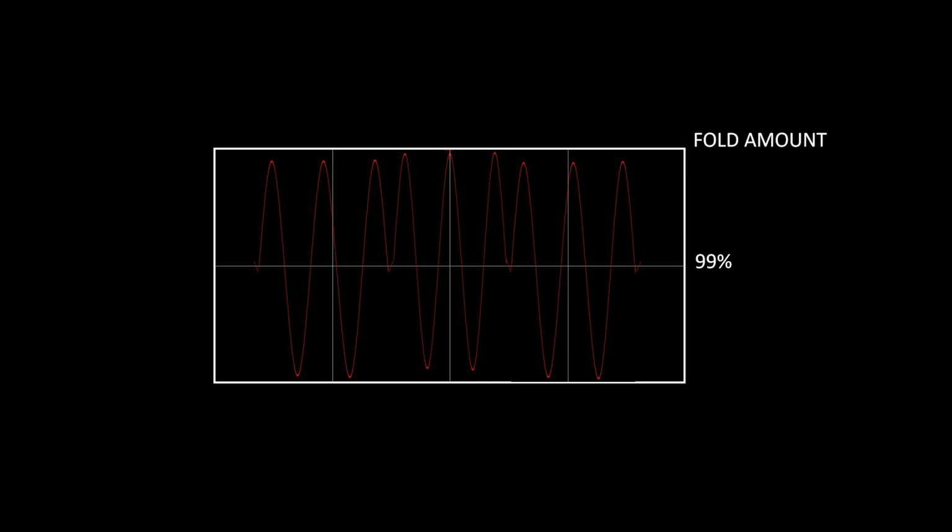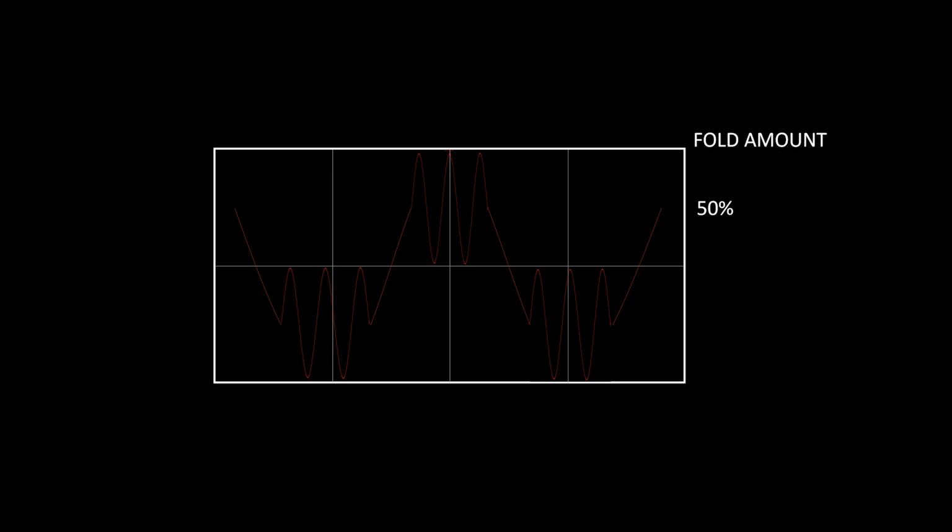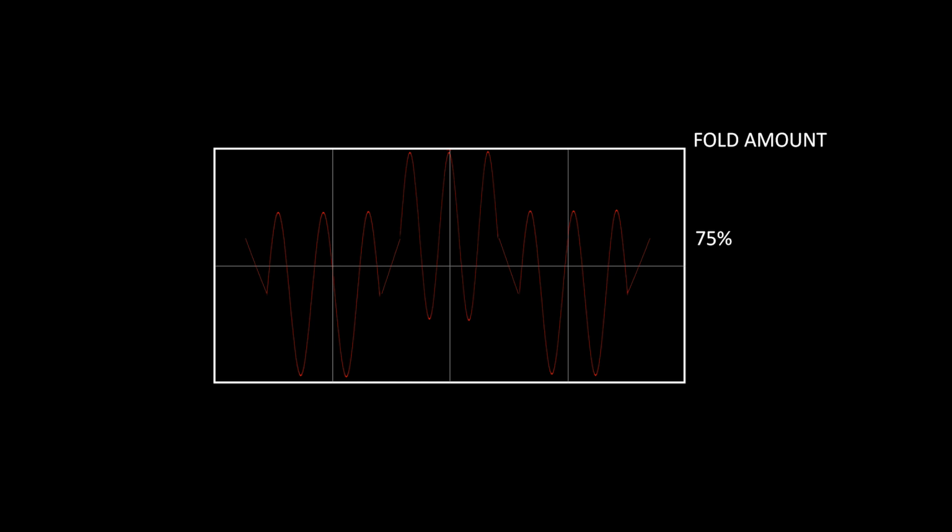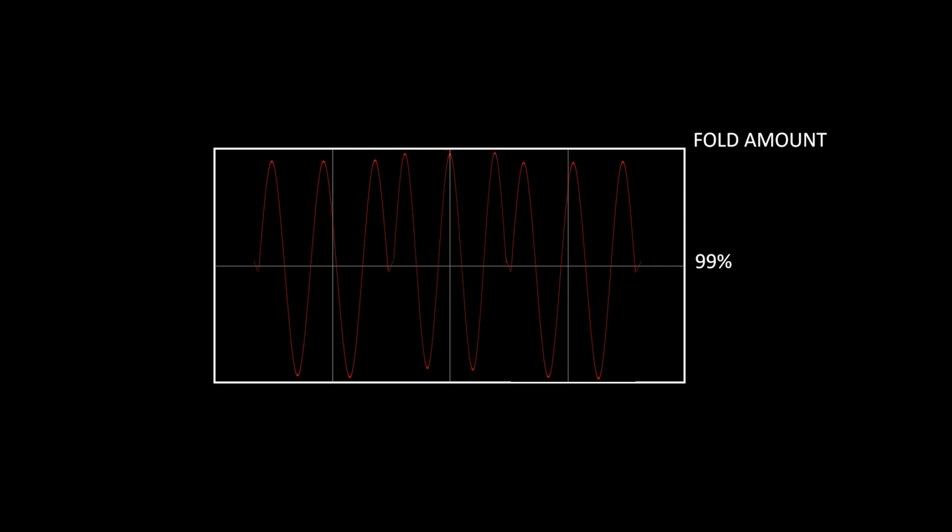Now going back to 50%, you can see here that we've got an equal mix of the original waveform and this secondary fold waveform. So this is kind of where we get the maximum wave fold effect being heard. When we go past 50% fold amount, the secondary waveform is really taking over and becoming dominant. And by the time we get to 100%, the original waveform has been completely wiped out. We've just got this secondary waveform that we're hearing. So that is the fold amount parameter.